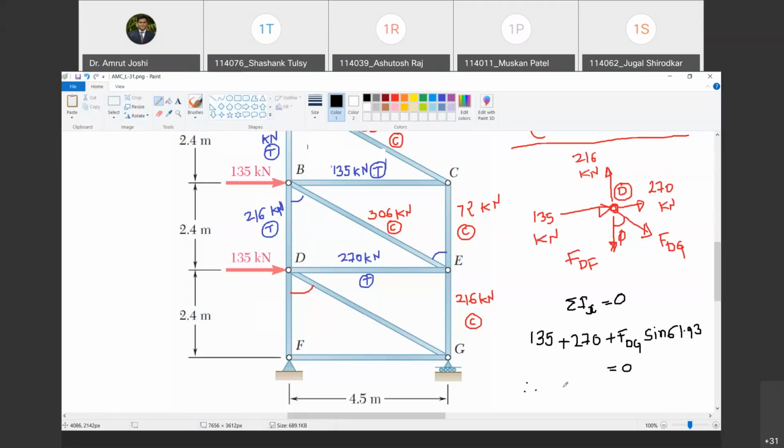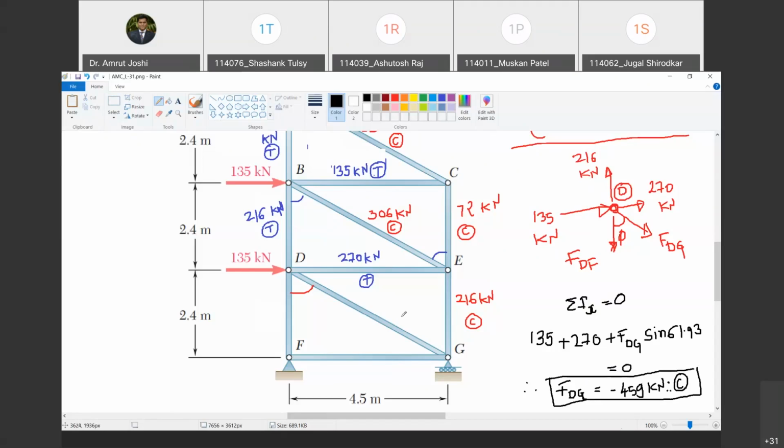And therefore, what is FDG? Tell me. FDG therefore will be equal to minus 135 minus 270, whatever is the answer, divided by sine of 61.93. So are you getting it as 459 minus? Yes, sir. 459? So FDG is minus 459 kilonewton, and therefore it is compression. Therefore it is compressive. Happy? Yes, sir.